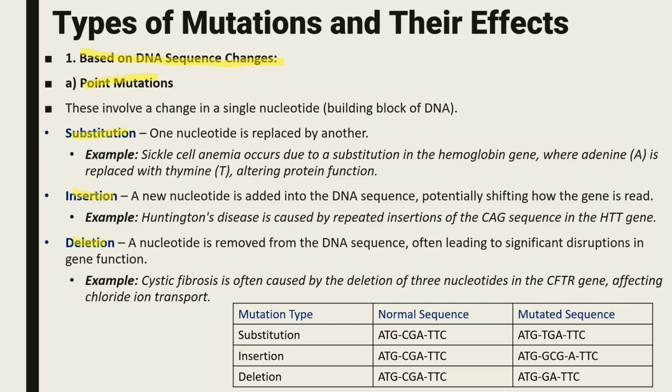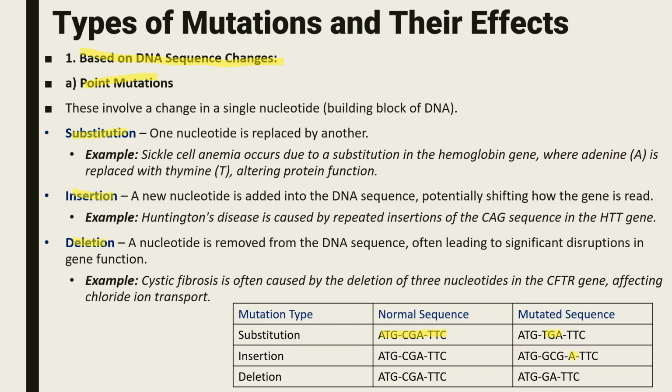Substitution: if you look at this diagram, the normal one is ATG, CGA, TTC. Now look at this one, ATG, TGA. So the middle one has been substituted. The CGA has been substituted by TGA. This is known as substitution. Insertion is, if you look here, ATG, CGA, TTC, and here one A is added extra. So this is known as insertion, something which is inserted.